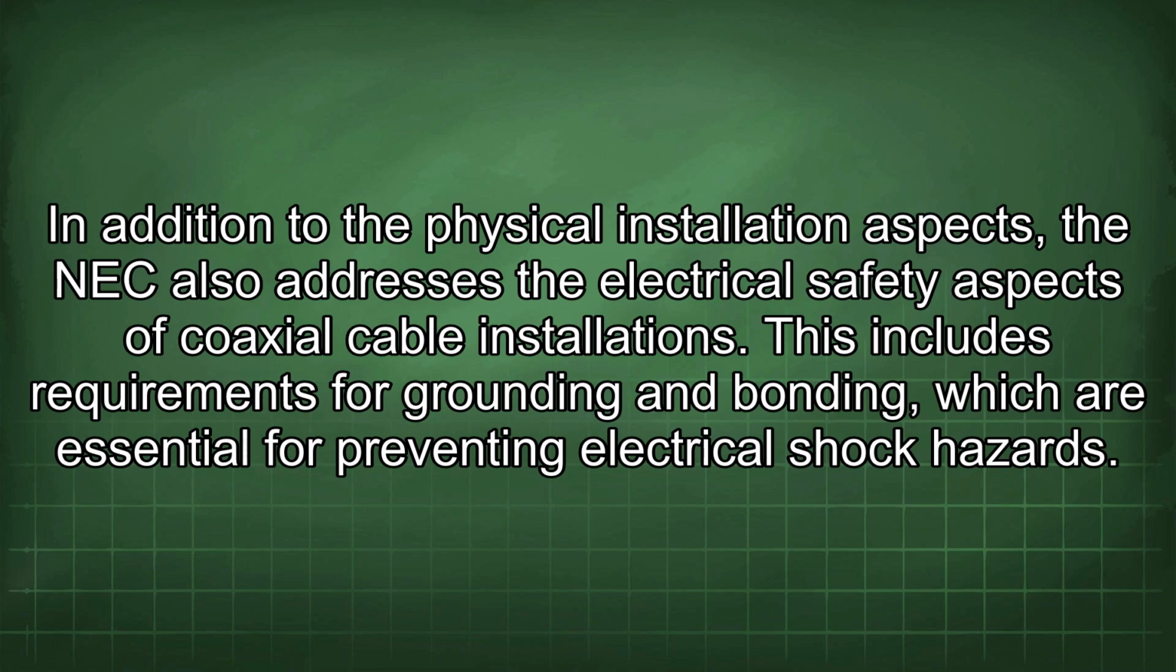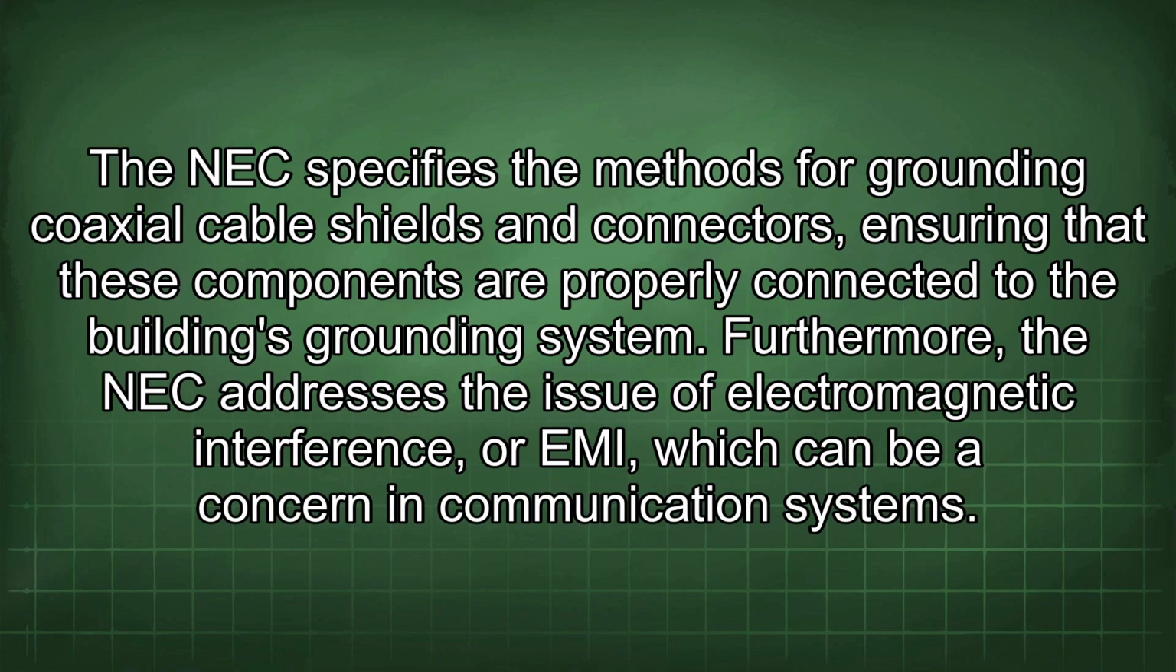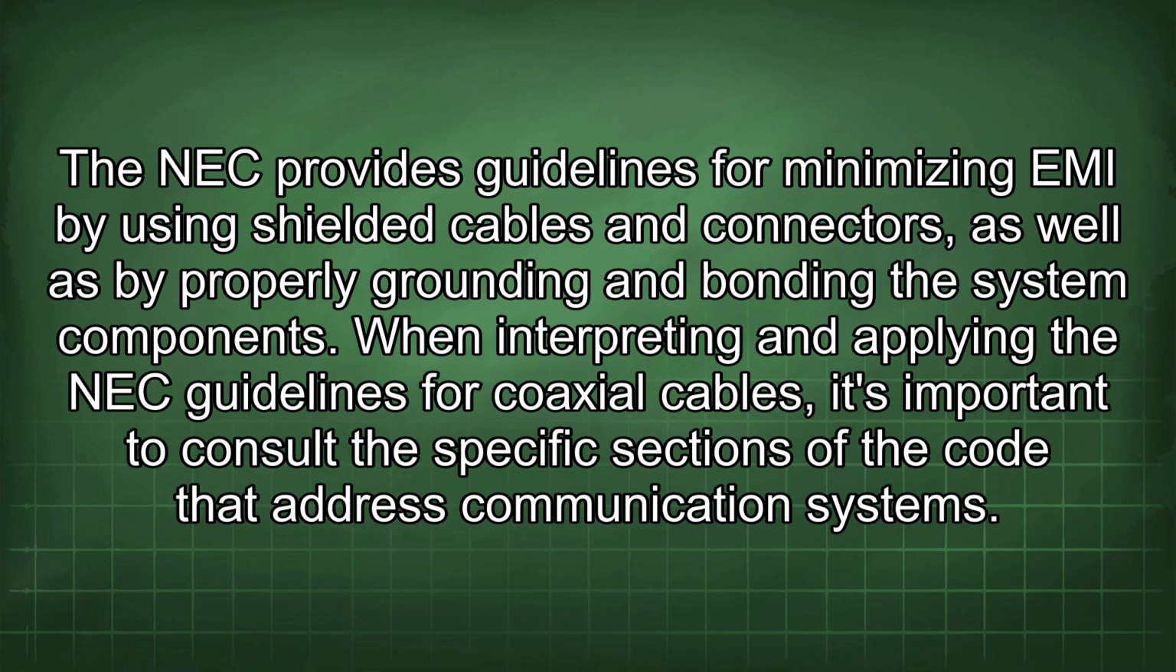In addition to the physical installation aspects, the NEC also addresses the electrical safety aspects of coaxial cable installations. This includes requirements for grounding and bonding, which are essential for preventing electrical shock hazards. The NEC specifies the methods for grounding coaxial cable shields and connectors, ensuring that these components are properly connected to the building's grounding system. Furthermore, the NEC addresses the issue of electromagnetic interference, or EMI, which can be a concern in communication systems. The NEC provides guidelines for minimizing EMI by using shielded cables and connectors, as well as by properly grounding and bonding the system components.